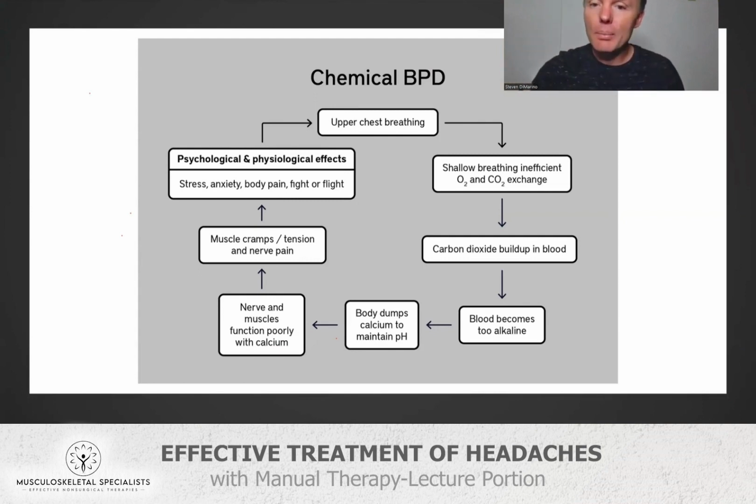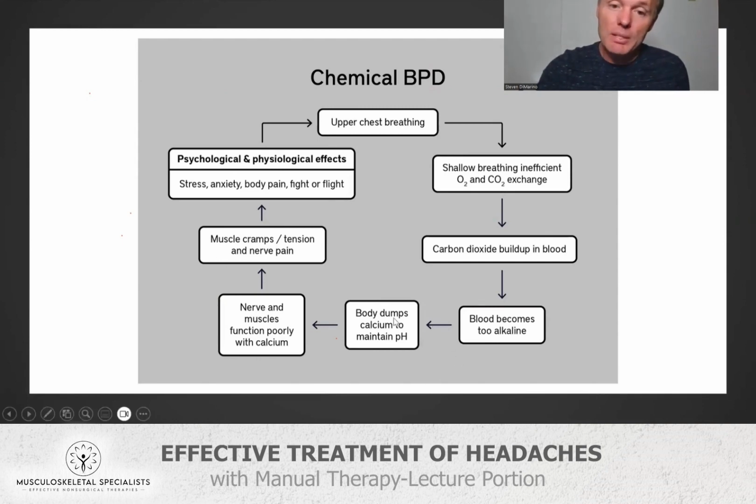And so if that's not happening, you're going to get carbon dioxide buildup in your blood because they just can't get off the bus, right? They're just going around on your hemoglobin, but they can't get off, right? There's no time. And so with the excess carbon dioxide, your blood becomes too alkaline. So now you're running like an alkalosis, right?